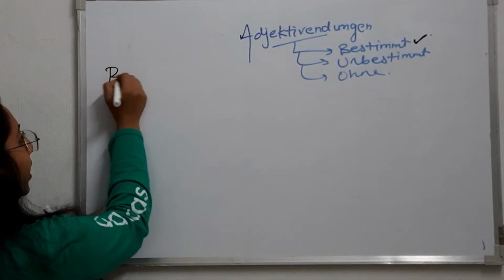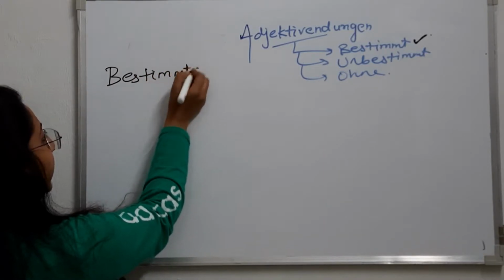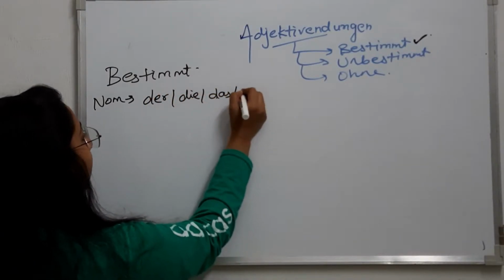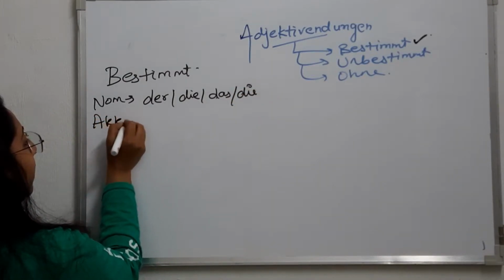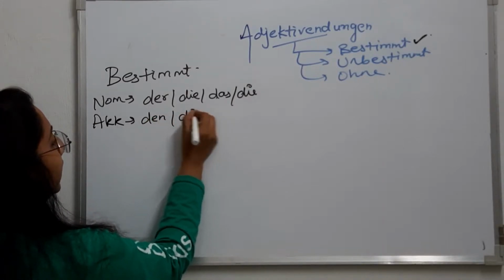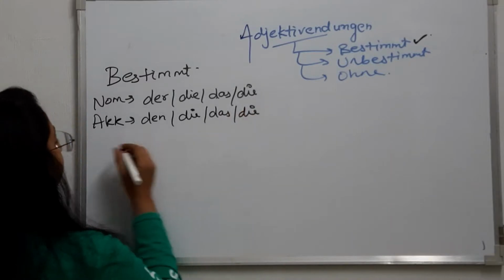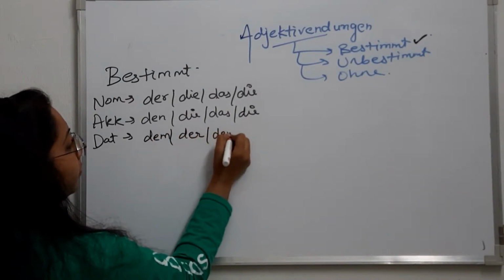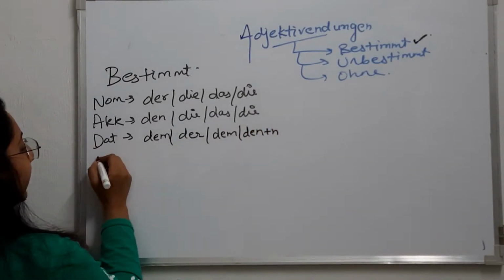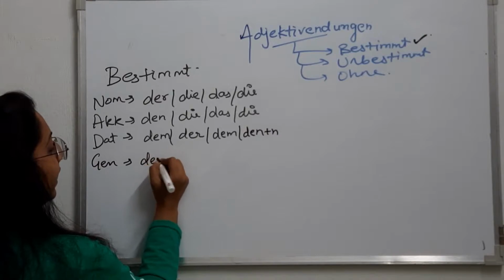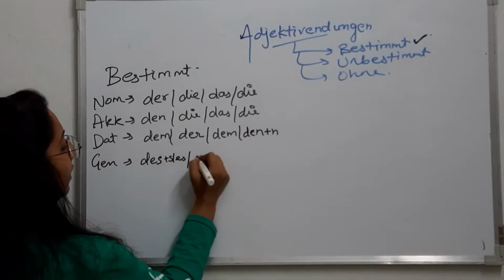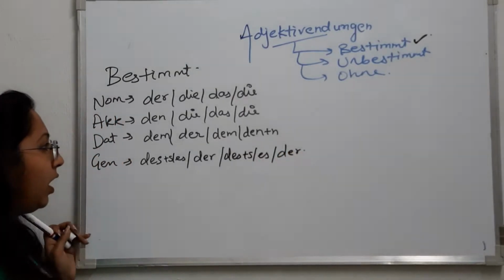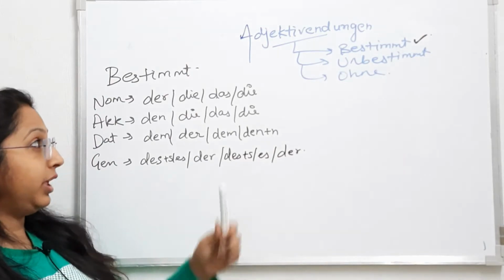You already know that under bestimmt articles in nominative we have der, die, das and die. In the case of accusative, we have den, die, das and die. In the case of dative, we have dem, der, dem and then den plus n. In the genitive case we have des plus s or es, der, des plus s or es, and then der.